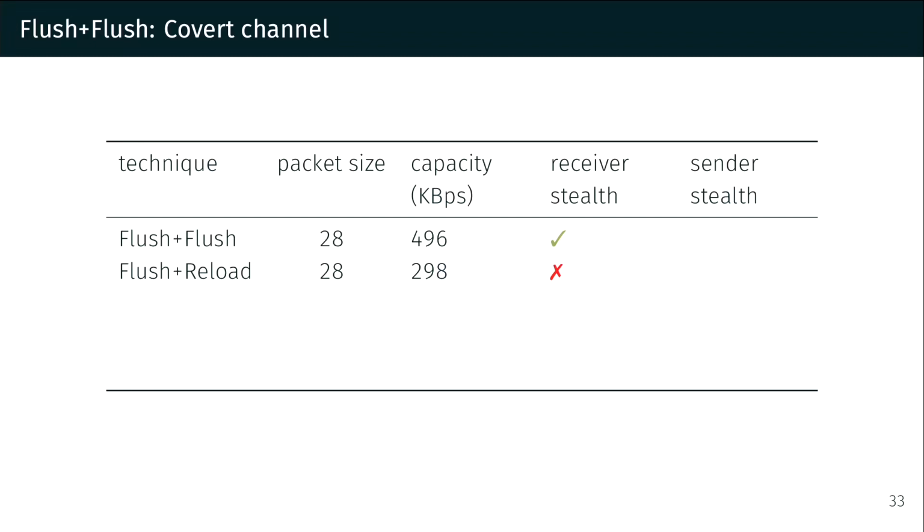And now the thing is that Flush+Flush and Flush+Reload, as you've seen, share some similarities. For the covert channel, they also share the same sender, only the receiver is different. And for this one, the sender was not stealthy for both of them. Anyway, if you want a fast covert channel, then just try Flush+Flush. That works.